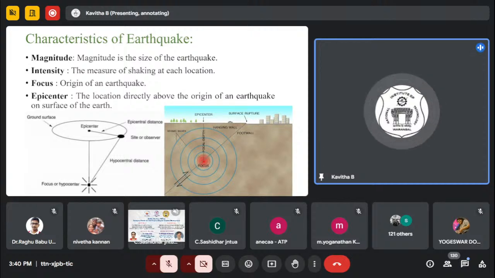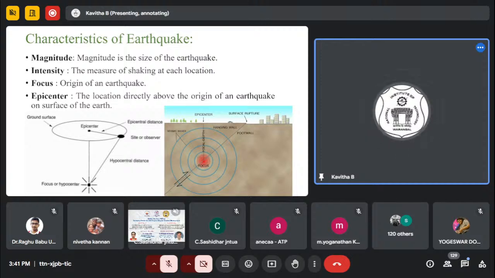Your building may be located away from that. For example, an earthquake has happened in some other place near Delhi, but our building is situated in Madhya Pradesh. Then I have to call the epicenter Delhi. My building in Madhya Pradesh is called the site or observer. The distance from my Madhya Pradesh building to Delhi is called the epicentral distance. Usually when you are designing structures, the hypocentral distance from your origin to your building is important. All your calculations will use this value, which is called the hypocentral distance.